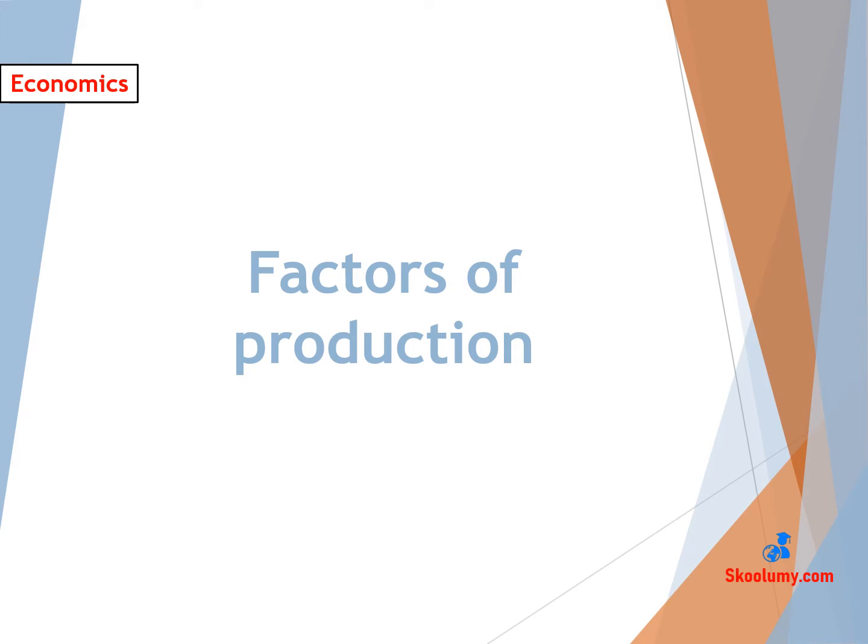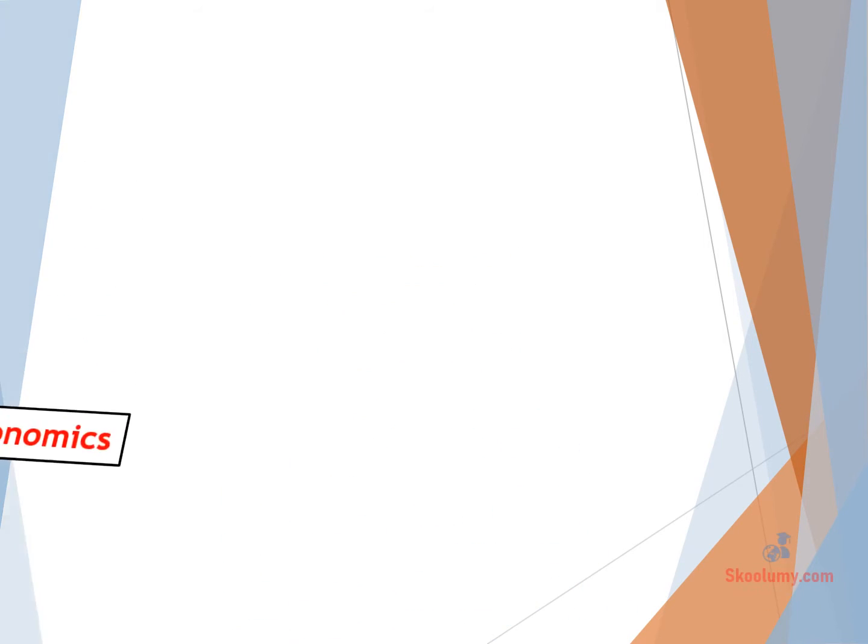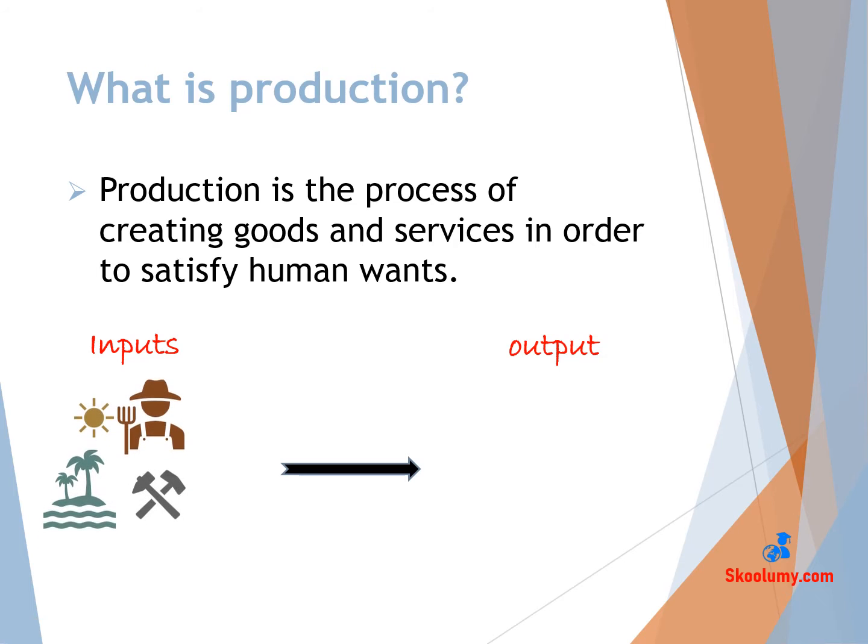Today's lesson is on factors of production. Production is the process of creating goods and services in order to satisfy human wants. It is a process which involves some steps. Inputs are gathered, then they are processed, and we get the output, which is the finished product.